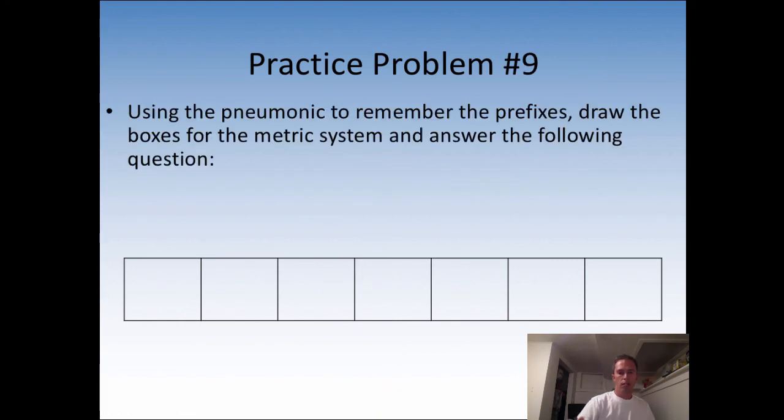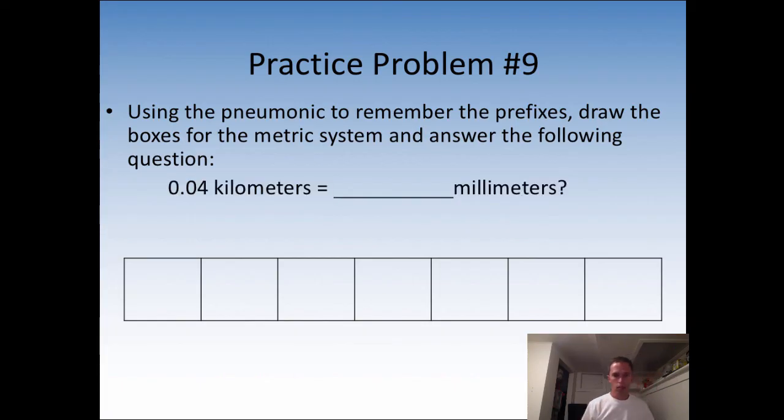All right, practice problem number 9. This is the last practice problem for metric system conversions. Let's look at what it says. Let's try it one more time. So let's fill out the boxes. Killer hippos die by drinking chunky milk. Okay, this problem says 0.04 kilometers is equal to how many millimeters?